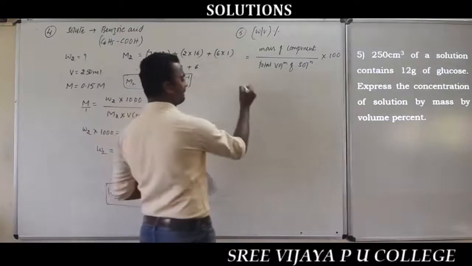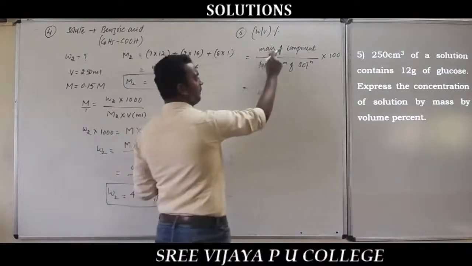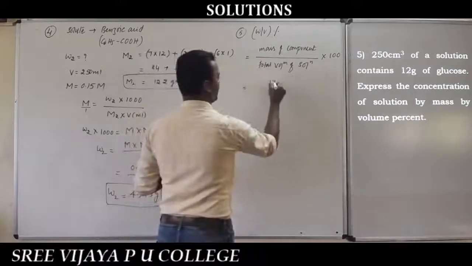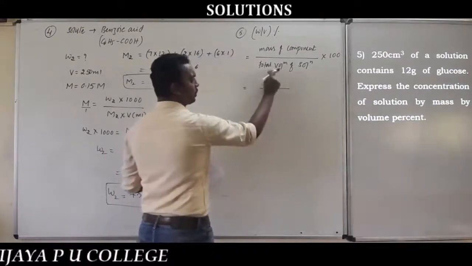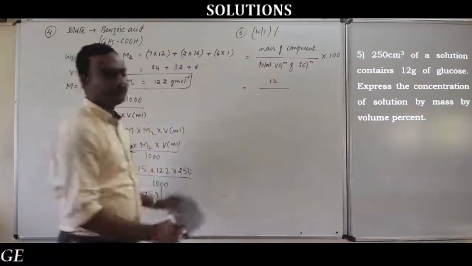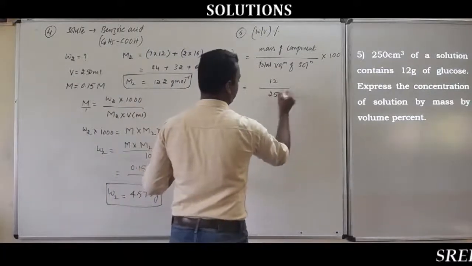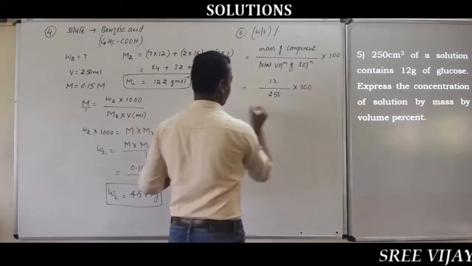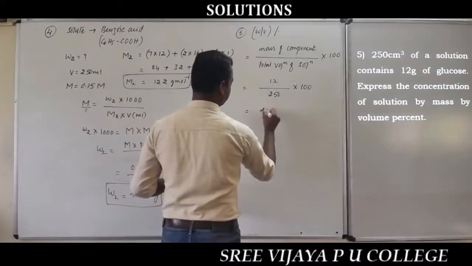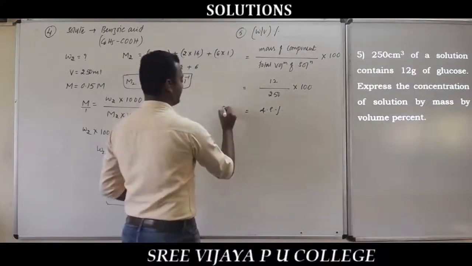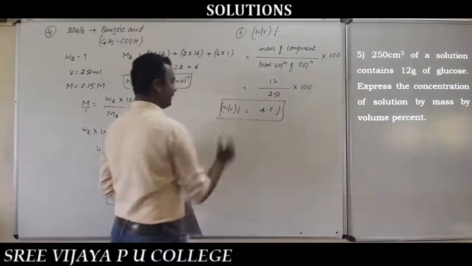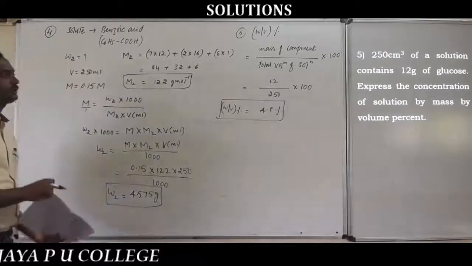So that is mass by volume percentage. Mass of component, that is glucose, how many grams is given, that is 12 gram, whole divided by total volume of solution. What is the volume of solution? That is 250 cm cube or 250 ml. So that is 250 into 100. That is equal to, so what is the final answer you get? That is 4.8 percentage. That is mass by volume percentage. This is equal to how much? 4.8%. So that's about question number 5.